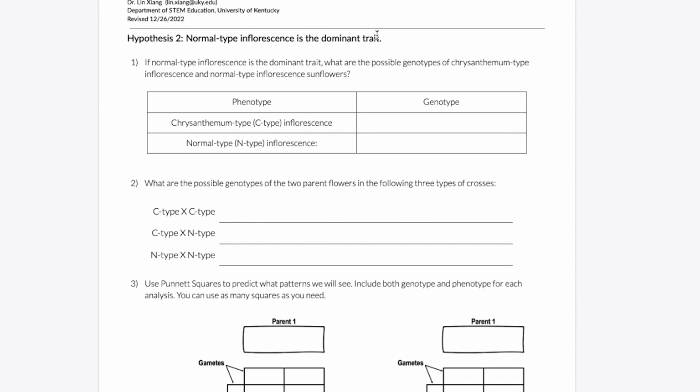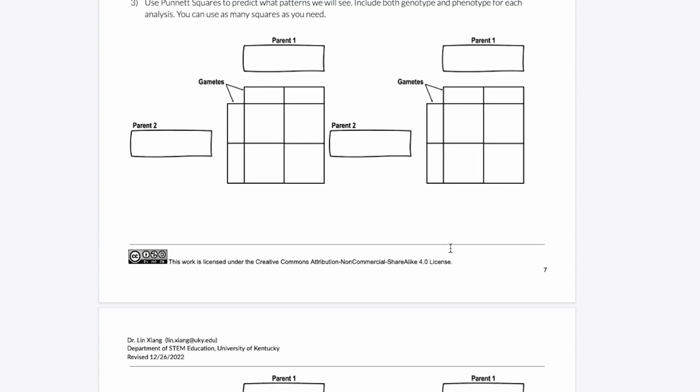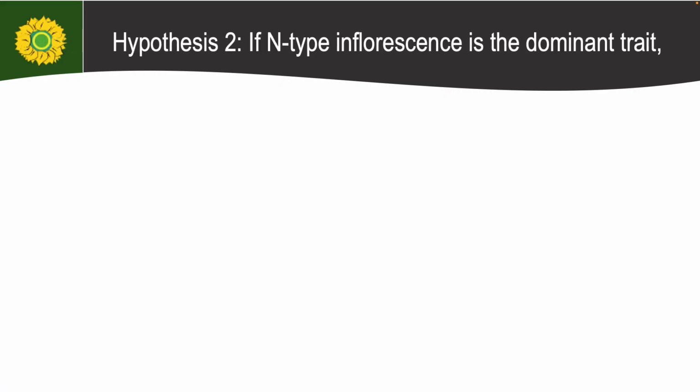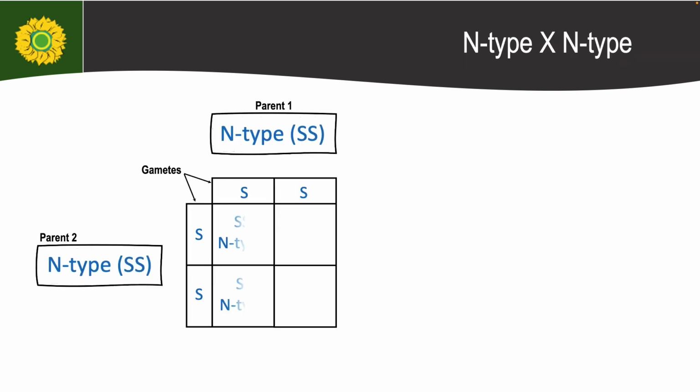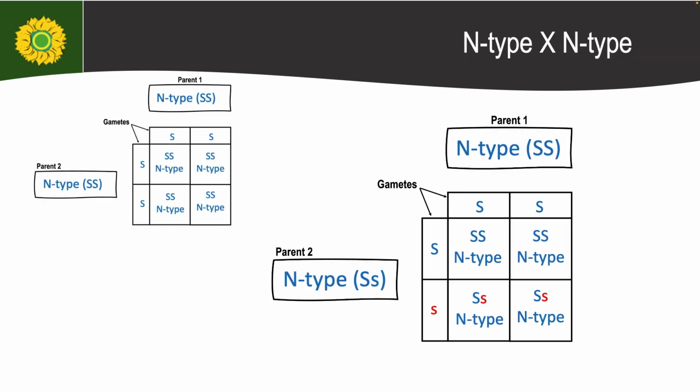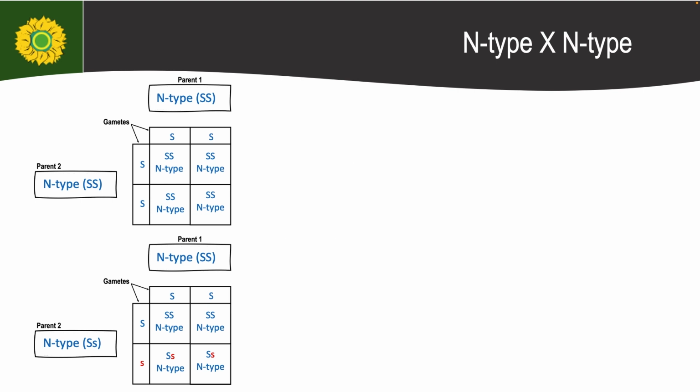To avoid confirmation bias, students will predict the inheritance patterns if the N-type inflorescence is dominant in a similar way. In this part of the activity, students may work in small groups first, and then share their hypotheses and predictions in the whole class discussion.